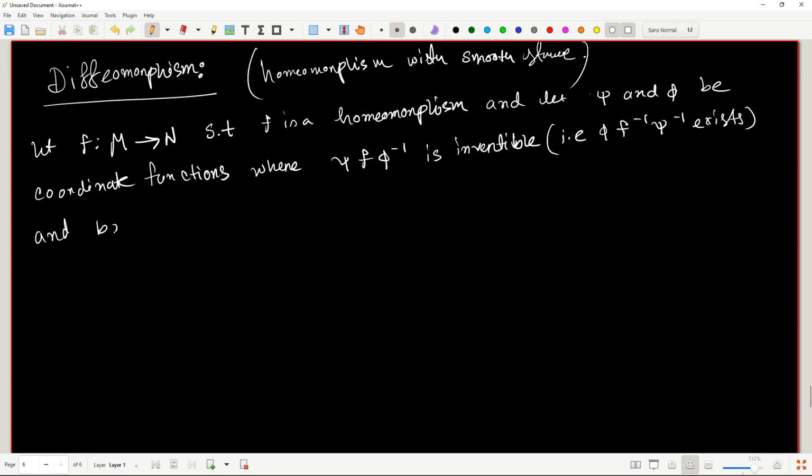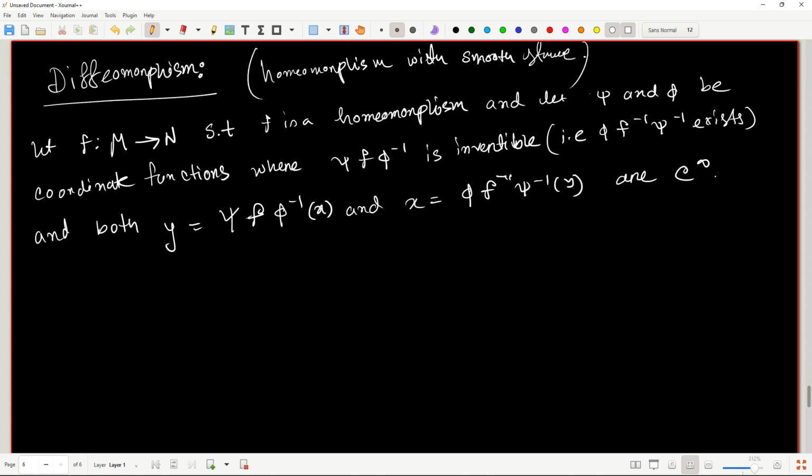and both y equals psi, I'm omitting the circle signs, but you should understand that this is a function composition, y which is given by this, and x which is given by phi f inverse psi inverse of y are smooth or C infinity. Then this type of map F is called a diffeomorphism.